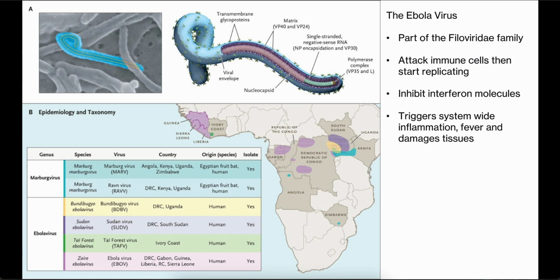And the virus triggers system-wide inflammation, fever, and damages tissue. The virus is spread by bodily fluids and by blood and pretty much contaminated objects from an infected person or animal.